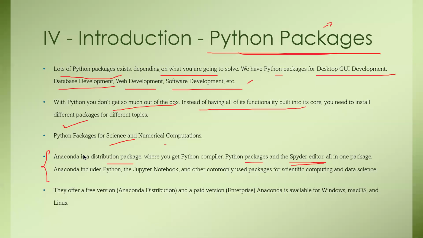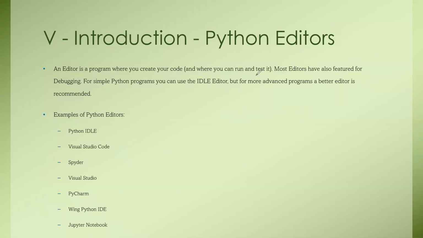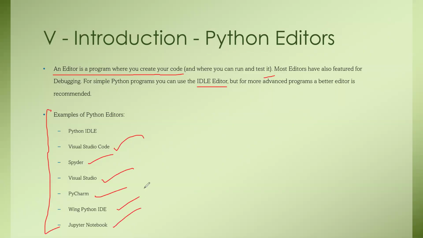Fine. So now, how to work with this? In order to work with this, first we have to install Python, and we'll be using some editor, that is an IDE, for creating source code. So an editor is a program where you can create your source code. When you install Python, by default, it comes with the IDLE editor. That's what you're seeing. But in addition to that, you can consider other editors also. Like Visual Studio Code, Spyder, Visual Studio, PyCharm, Wing Python IDE, or Jupyter Notebook.